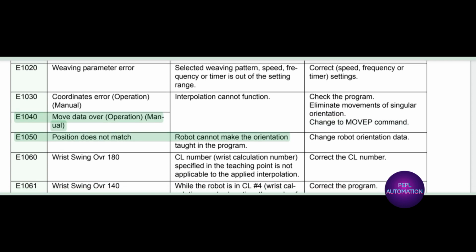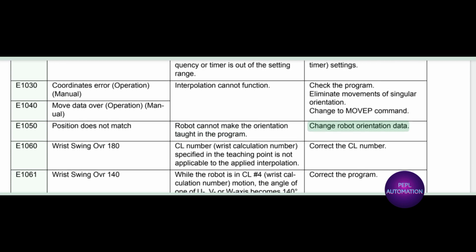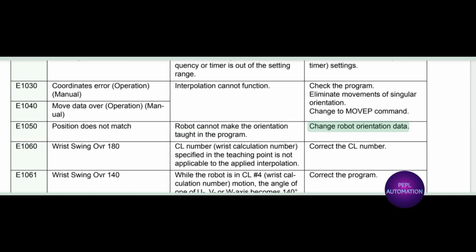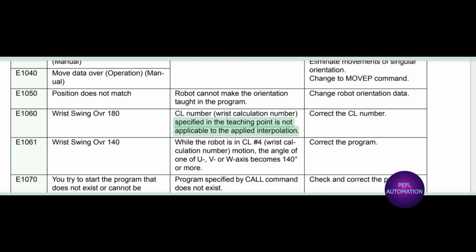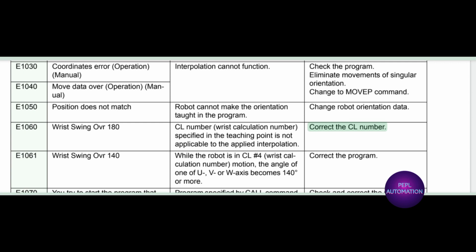E1040 move data over. Operation manual. E1050 position does not match. Robot cannot make the orientation taught in the program. Change robot orientation data. E1060 wrist swing over 180. CL number, wrist calculation number specified in the teaching point is not applicable to the applied interpolation. Correct the CL number.